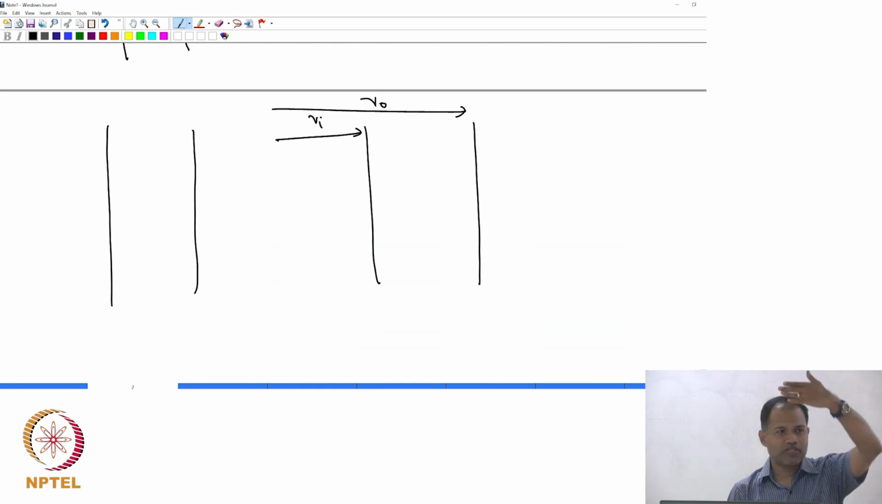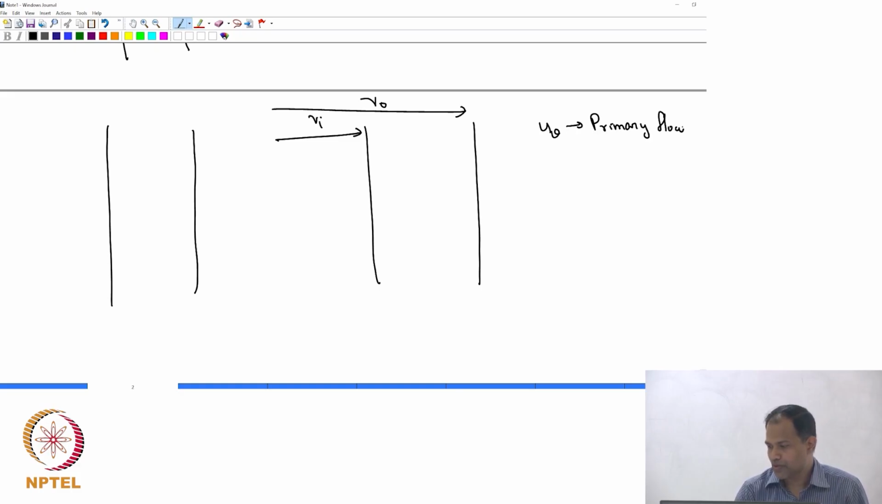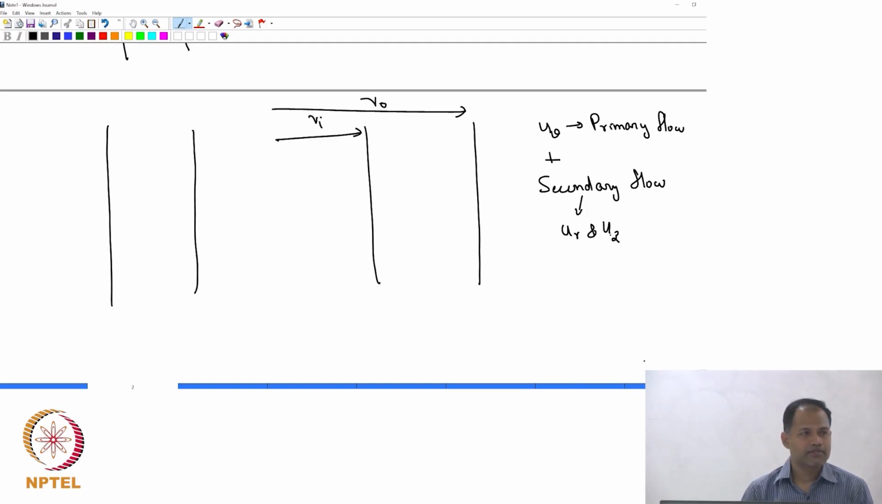For example, if I take a perpendicular cross section and look at what the flow is going to look like, there will be a primary flow which will actually have a u theta, which would be like that, but it also develops a secondary flow. So, u theta will be there as a primary flow, and in addition it develops a secondary flow, and that secondary flow will have both u r and u z components, and the flow in fact looks something like this.